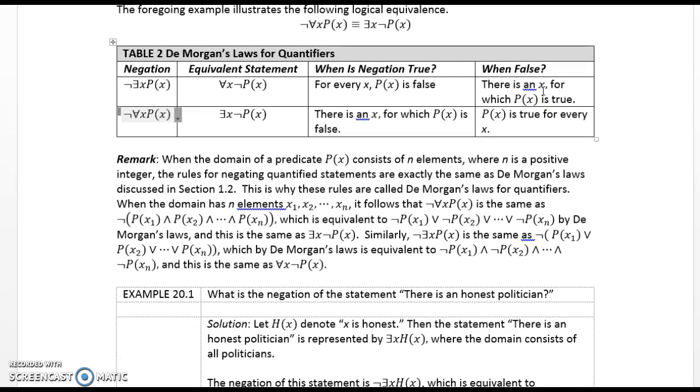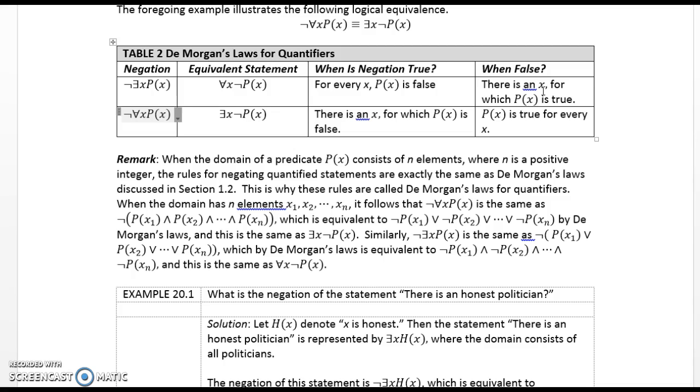Table 2 lists the De Morgan laws for quantifiers and when negation is true and when it is false. The negation, the complement of there exists x, P of x, is the equivalent statement for all x, the complement of P of x. When is the negation true? For every x, P of x is false. When is it false? There is an x for which P of x is true.